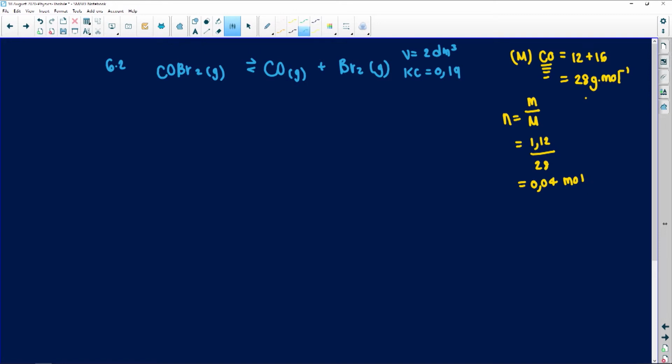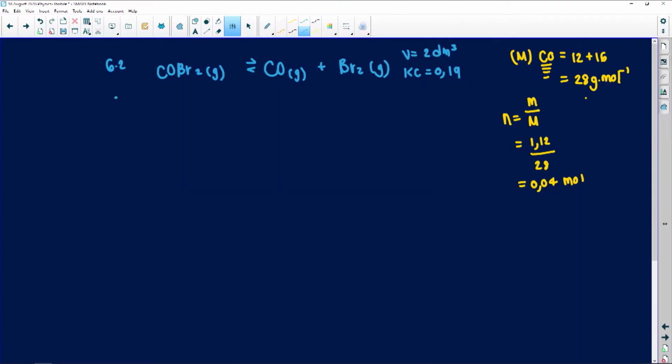I use this table. Now, it's very crucial that you can use any method that your teacher shows you. There's a couple of methods: some use the ICE, some use the START, some use the IEC, so it depends on what table you're using. I'm going to be using this table, but it's more or less the same thing. This is how I do my table. The first thing, I say, this is what I initially have, this is what I've used, and this is what I have at equilibrium. And then I write down my ratios.